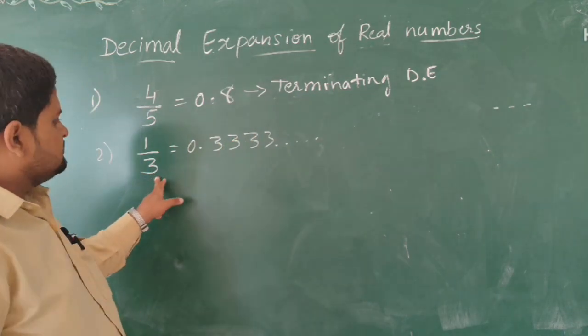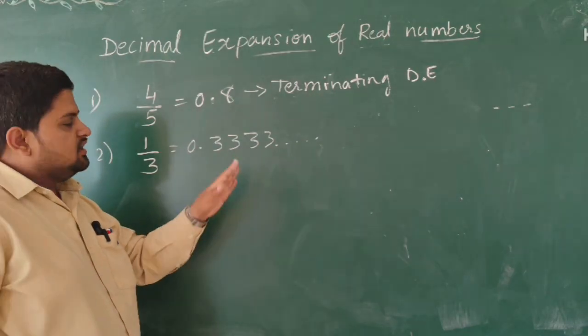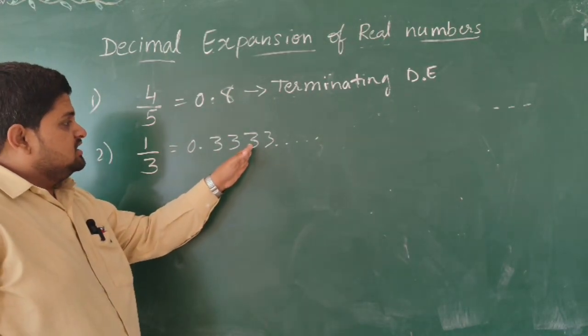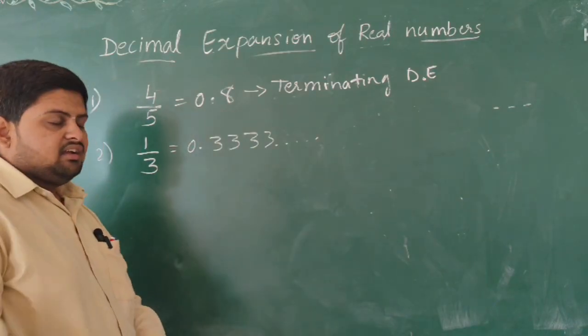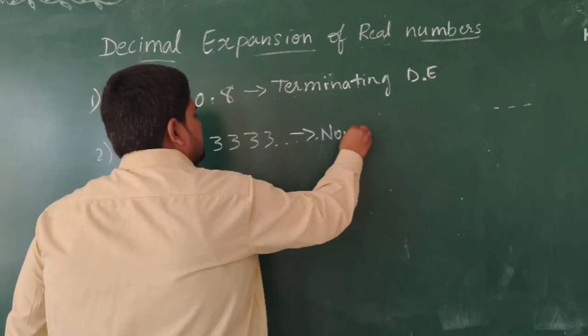If you look at the decimal expansion of 1 by 3, we have 0.333333. Here we can see that the decimal expansion is not ending at all. In this case, we call it a non-terminating decimal expansion.